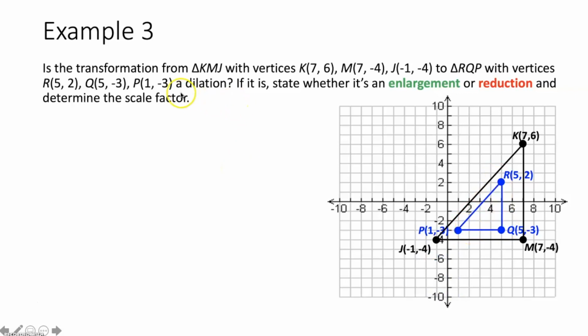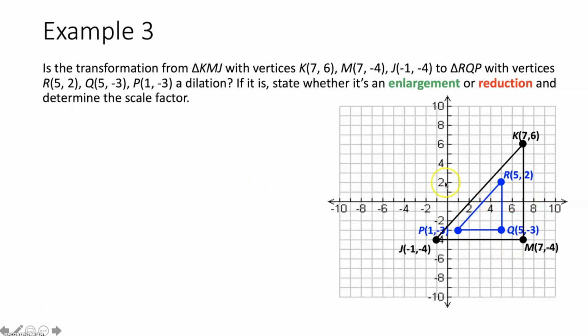Now, what is this question asking us? It's asking us if the transformation from triangle KMJ to triangle RQP is a dilation, meaning is it a similarity transformation, meaning is triangle KMJ similar to triangle RQP? Well, in order to figure that out, we just have to determine, are the measures of the corresponding side lengths proportional? If they are, then the two triangles would be similar by the side-side-side similarity theorem, meaning that this would be a dilation. So the way we're going to do this is we're going to create the scale factor with all three pairs of corresponding side lengths.